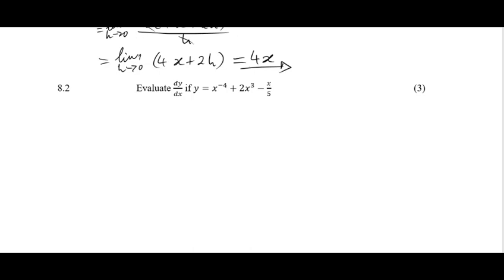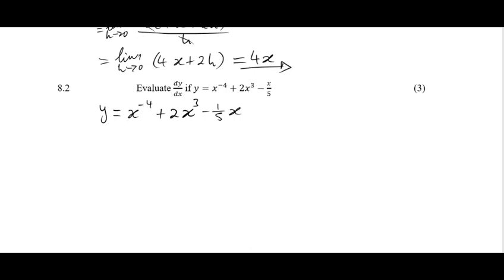8.2: Evaluate the derivative of y with respect to x if y equals x to the power minus 4 plus 2x cubed minus 5 over x. To find the derivative, I must put this in the right format. So this is the same as y equals x to the power minus 4 plus 2x to the power 3, minus 1 over 5 times x.